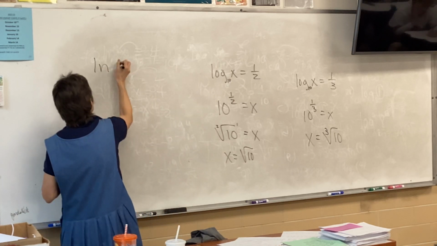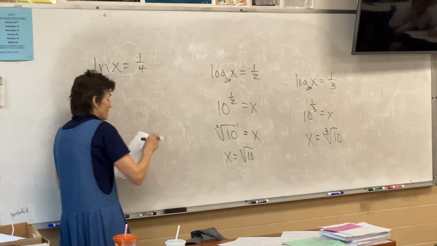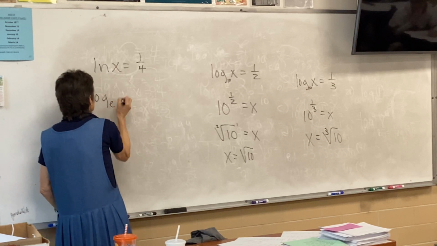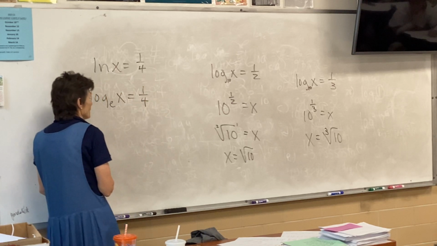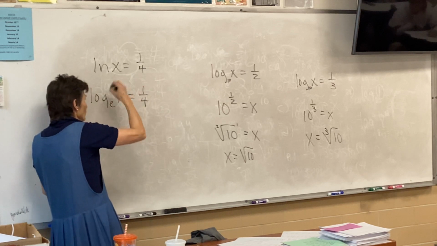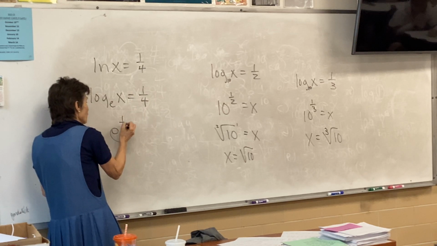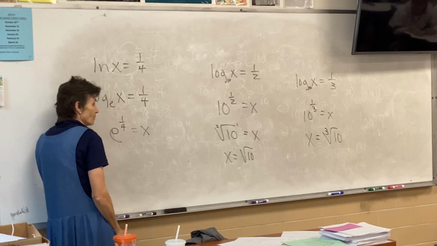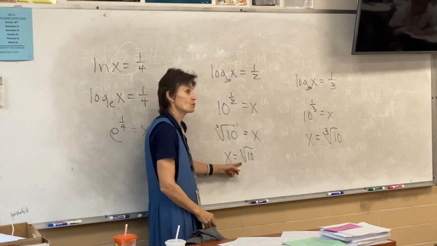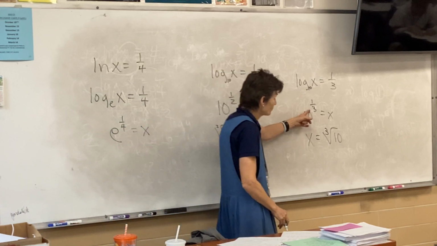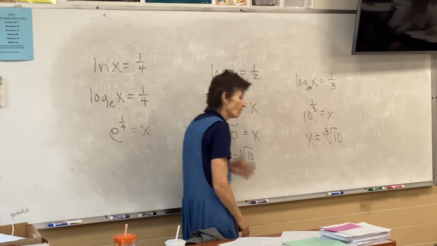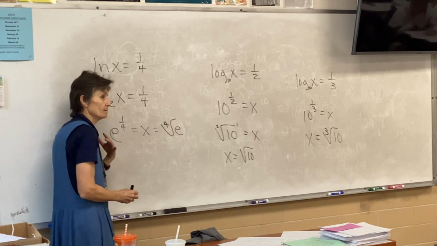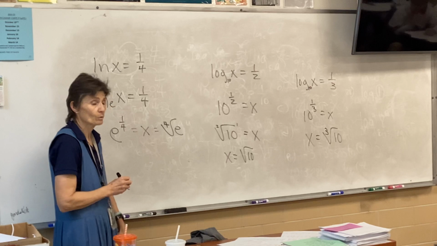Last one in this section. ln x equals 1/4. So what does ln stand for? Log base e. So then I'll log roll it, whatever you call it. e to the 1/4 equals x. Wait a minute. The 1/2 was a square root. The 1/3 was a cube root. What's the 1/4? The 4th root of e. There it is. e to the 1/4. 4th root of e.